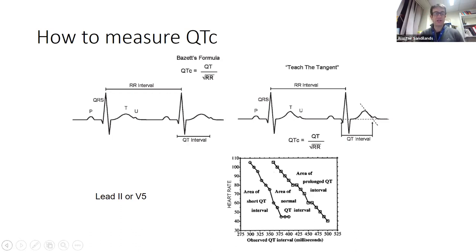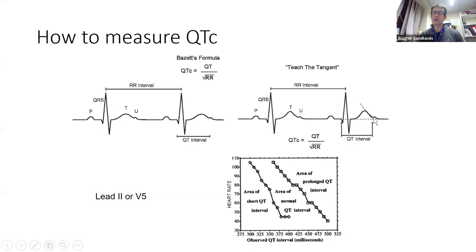Classically, we use leads 2 or V5 to calculate the QT interval, and we calculate it with a formula correcting for the rate. So we need to know the preceding R interval; this heart rate here will predict this QT interval. How do we measure it? It's from the beginning of the Q to the end of the T, but we have to use a tangent line. We're not measuring this probable U wave here. We don't include that in the QT assessment.